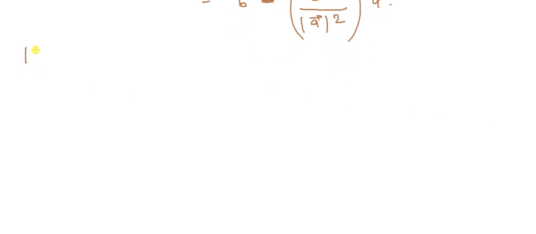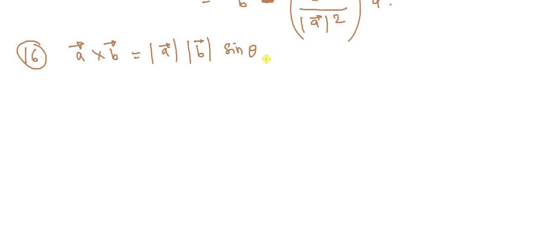16th point is very simple. 16th point, if you're taking the cross product of two vectors, what does that mean? That simply means modulus of the first vector, modulus of the second vector, sine theta into n unit vector. And what is the direction of A cross B vector?